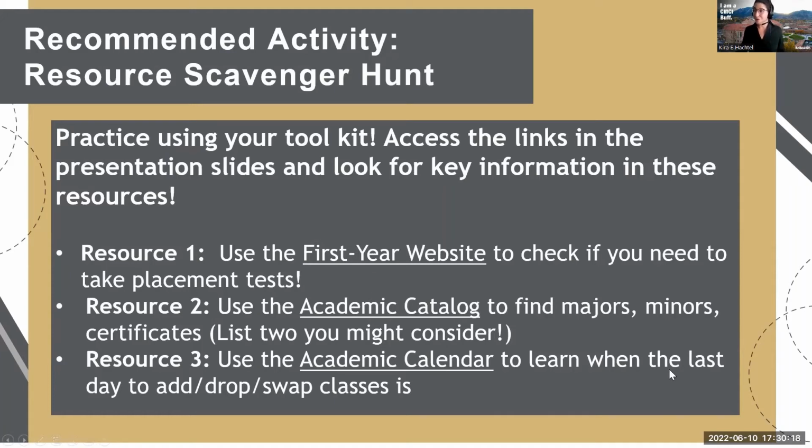Consider using the first year website to check and see if you need any placement tests. Or you could use the academic catalog to explore minors, majors, and certificates. You might even write down some things that you think might be interesting for a secondary area of study. You could also use the academic calendar to double check what the last day to add, drop, or swap a class might be.